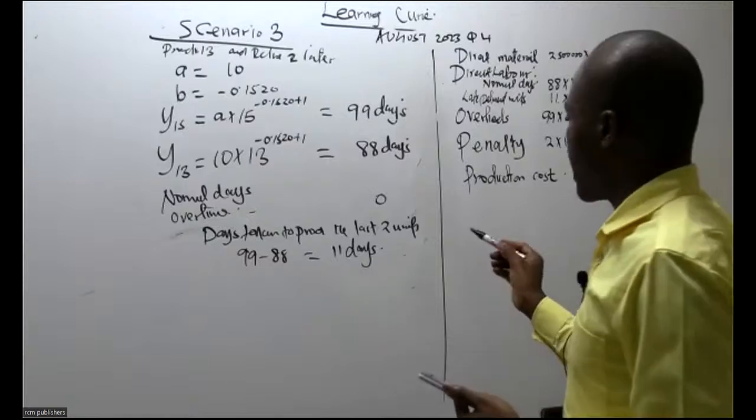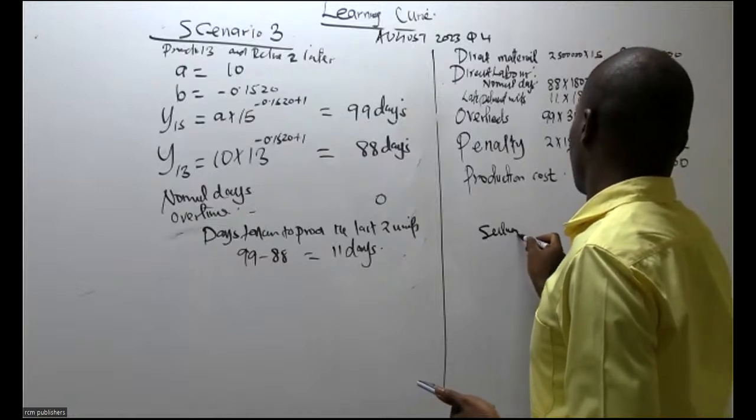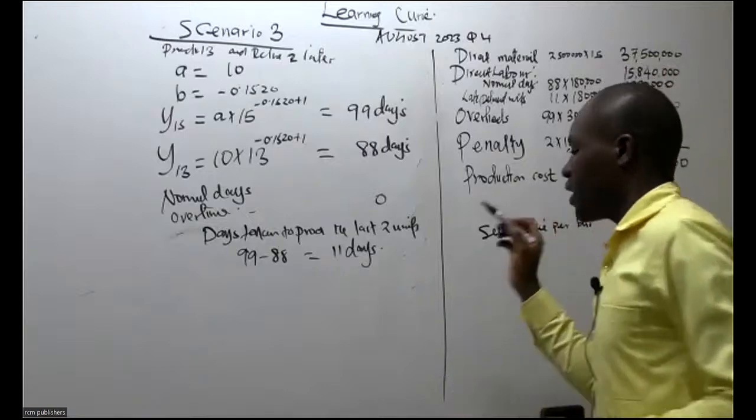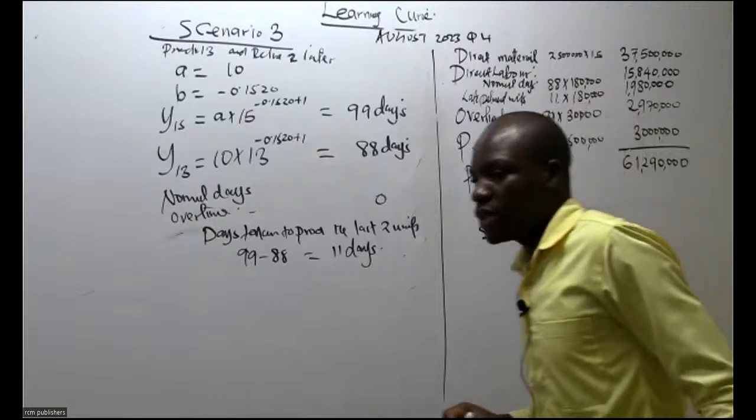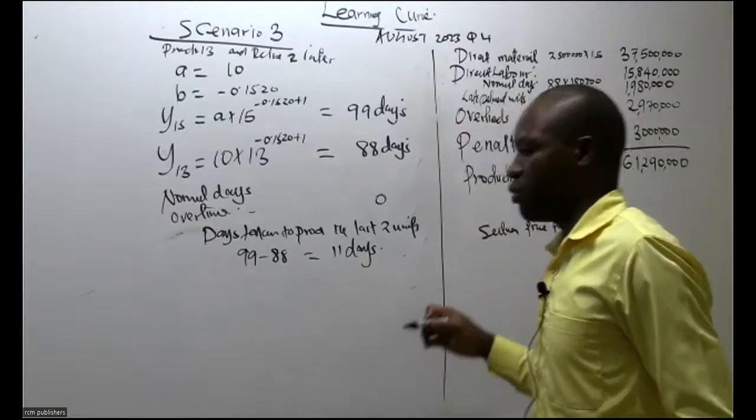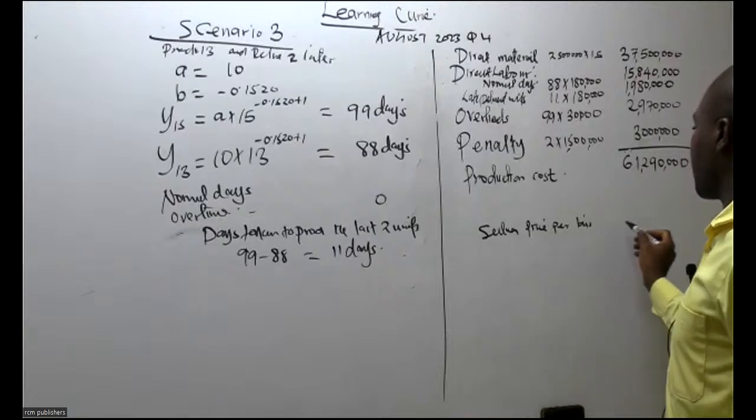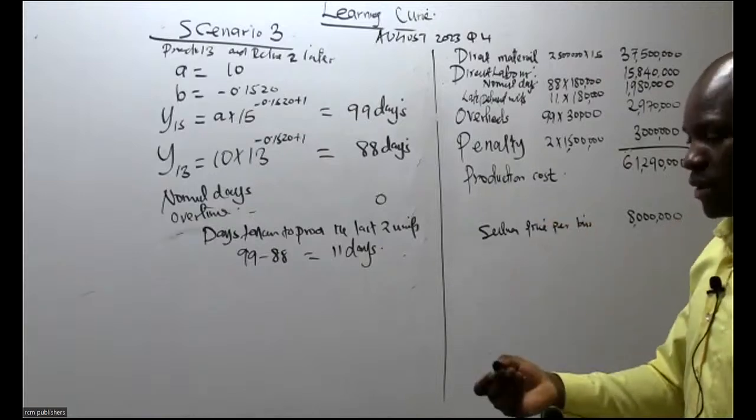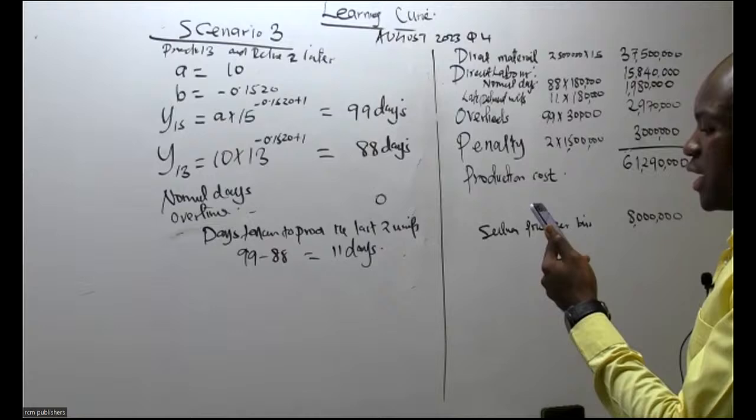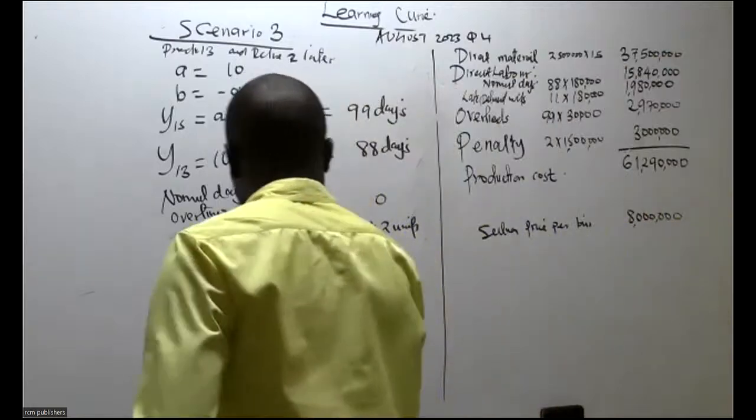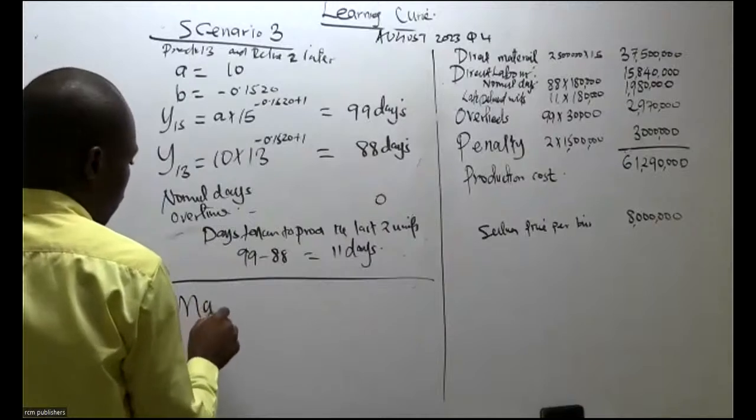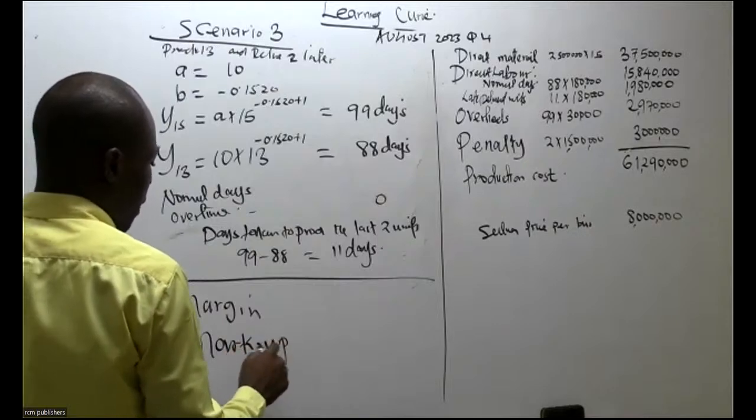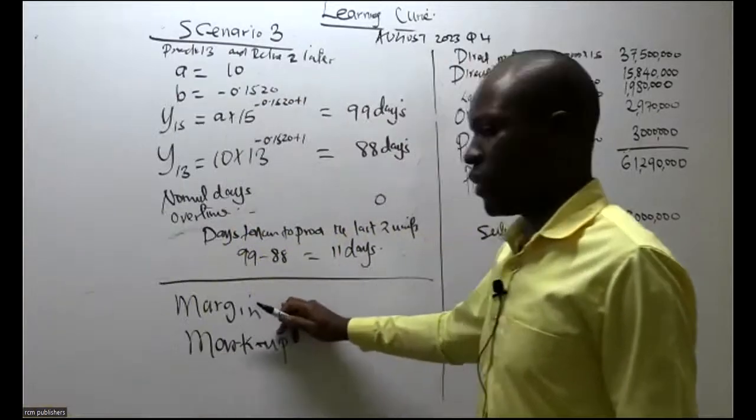They are intending to sell one bus at a selling price of 8 million. And we are told the target profit margin. I believe at this level, we understand the difference between margin and markup. Markup is on the cost, margin is on the sales value.